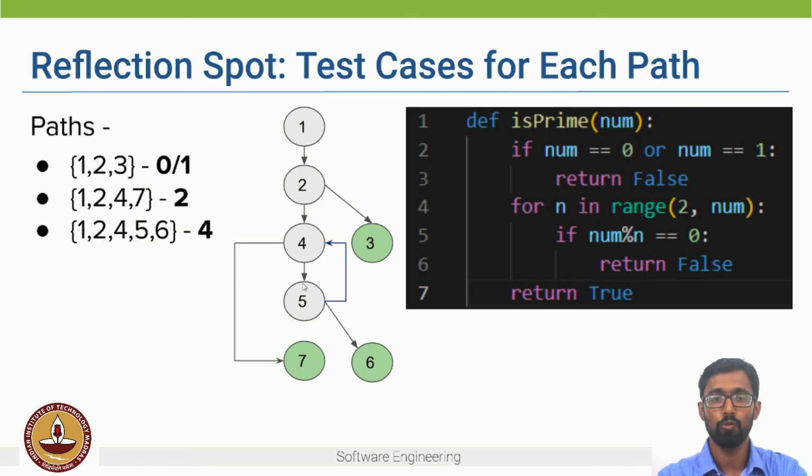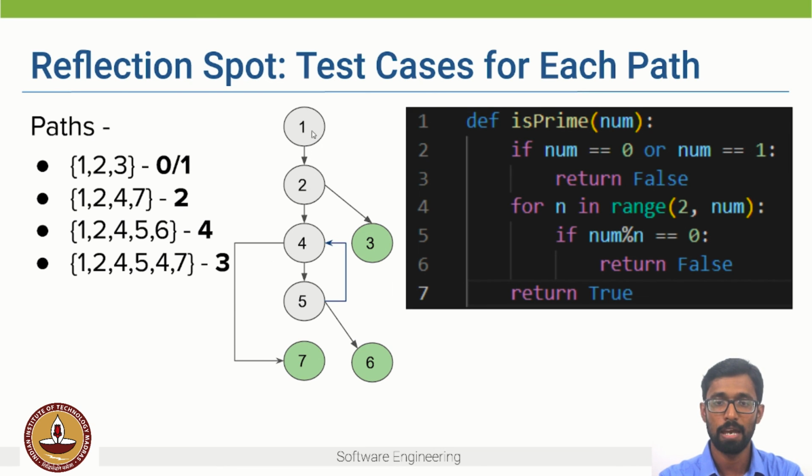And for 1, 2, 4, 5 and 6, when we reach 6, that means the number is not prime, and hence a non-prime number can be a test case for this path. And then for a prime number, we have the path 1, 2, 4, 5, and it can go multiple times through this loop and finally come out from 7. Since it returns true, the number should be prime. So these are the test cases corresponding to each path.